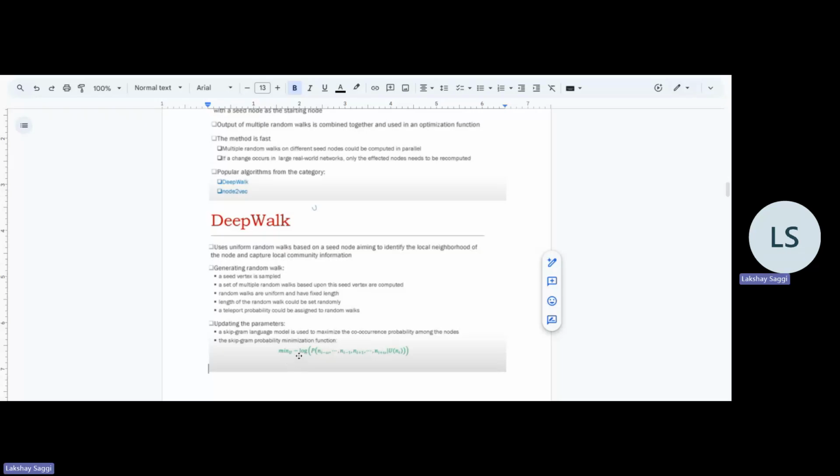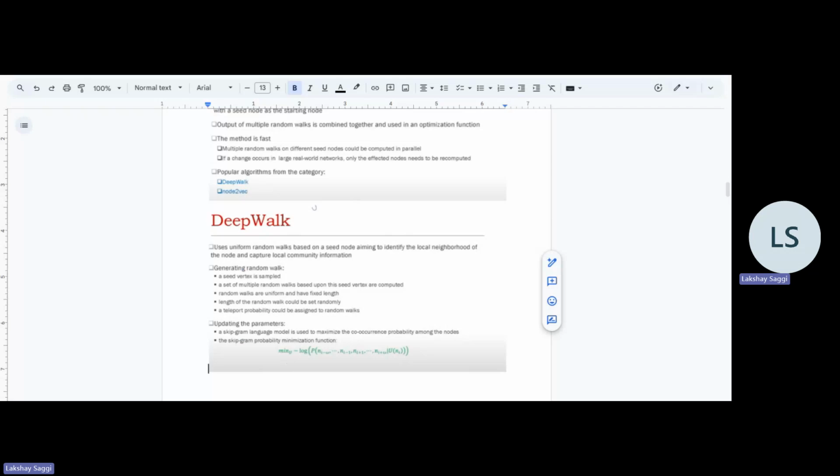And how does one update the parameters? Note that the parameters are maybe these lengths, and then the embeddings. Basically, the main parameters which one wants to compute are the embedding vectors for the graph nodes. For this, at least in the DeepWalk method, it is done using the skip-gram language model. We discussed briefly what these skip-gram models are in the previous session. The skip-gram model is used to maximize the co-occurrence probability among the nodes.